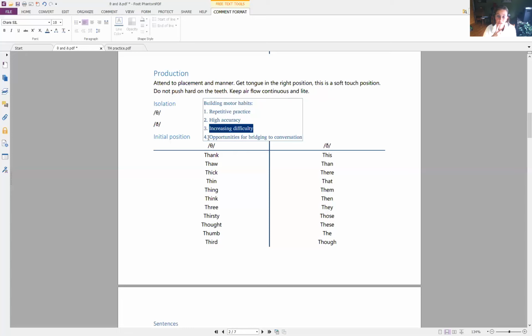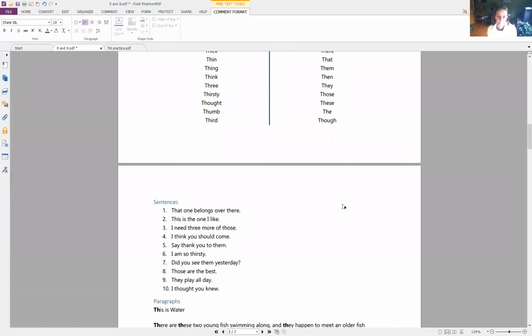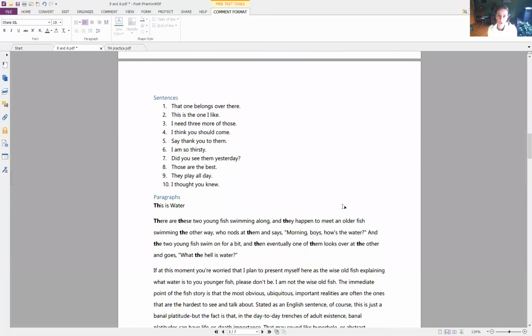Hopefully you could see I'm being very aware of producing it in a way that you can see what my tongue is doing. You can see that gap in my teeth and the tongue placement every single time. Now, if I found that easy, I might do it more quickly. Thank, thaw, thick, thin, thing. This, that, then, there, that, them, whatever. Okay. To increase difficulty, then I'm going to go to sentences.